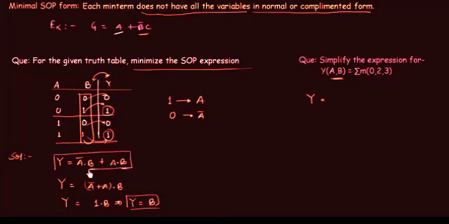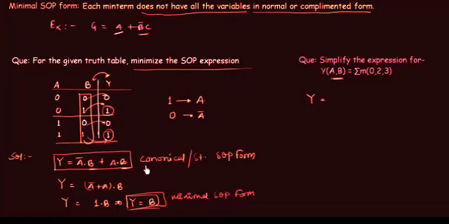This one is the canonical or standard SOP form, and this one, y equals b, is the minimal SOP form. You can see that this canonical or standard SOP form we have directly written from the truth table, and in this all the minterms have each variable in complemented or normal form, whereas in this we don't have all the variables in normal or complemented form. A is missing here.